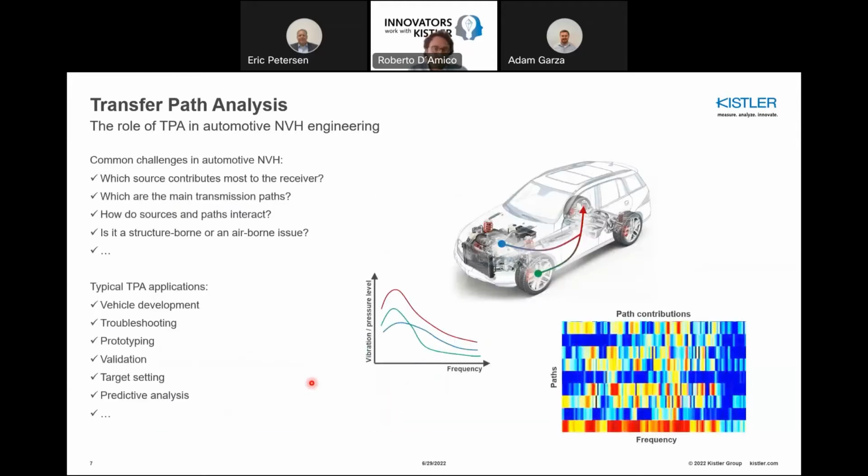Actually, the type of challenges that are present in automotive NVH, to which transfer path analysis can give an answer, are some of the following. For example, what source is contributing most to the receiver? What is it contributing most to the wheel? Is it contributing most to the engine?